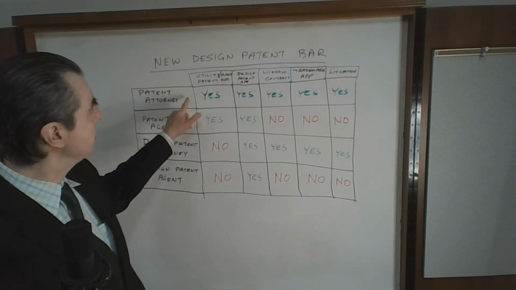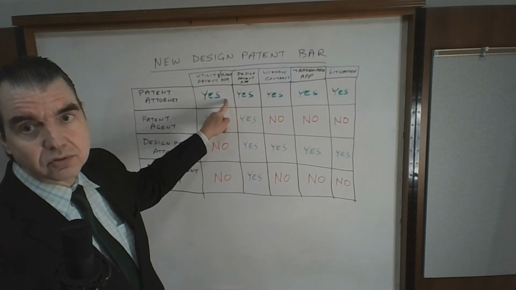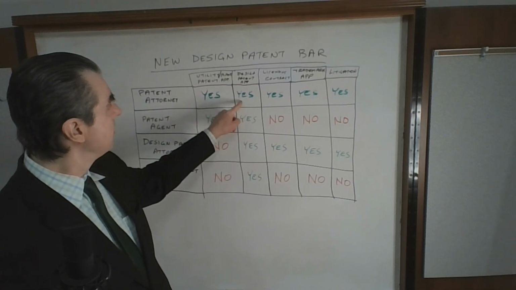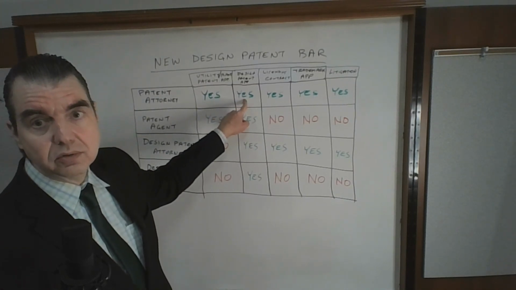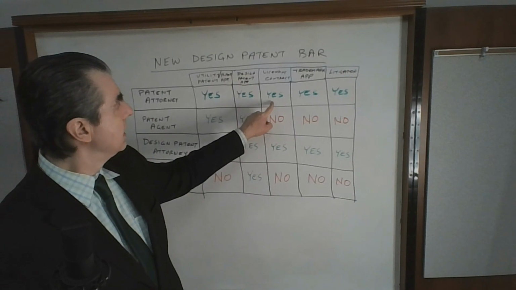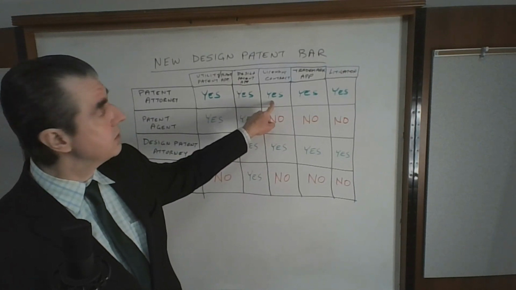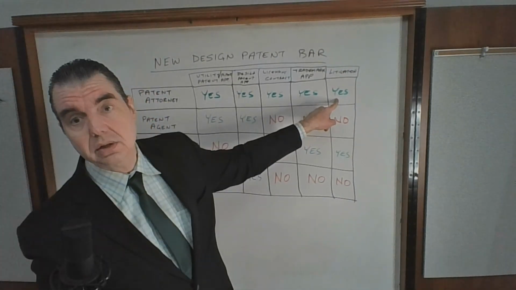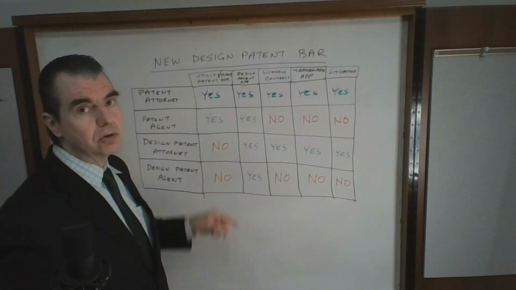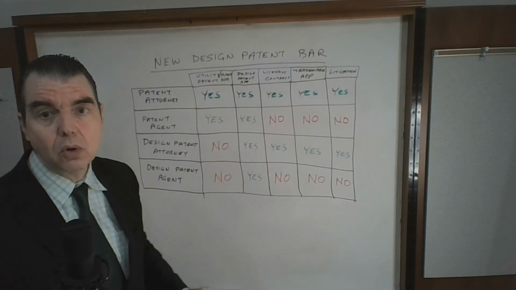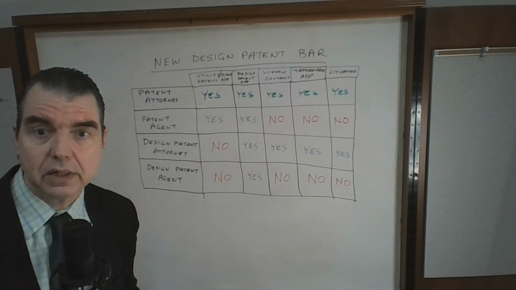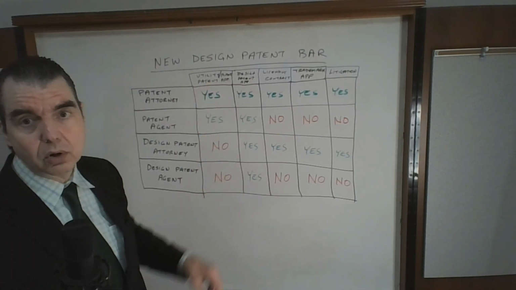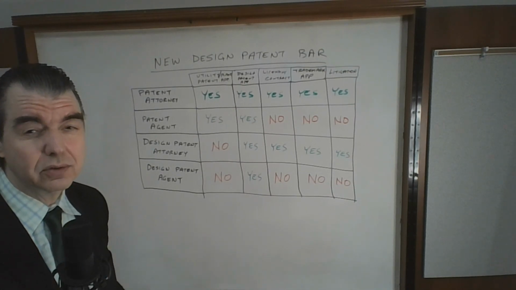So the patent attorney, can the patent attorney prepare and prosecute utility plant patent applications? Yes. Can the regular patent attorney prepare and prosecute design patent applications? Yes. Can the patent attorney do licensing contracts? Yes. Trademark applications? Yes. Litigation? Yes. So the patent attorney can basically do all the functions that a licensed attorney can do, and from the standpoint of patents, can do work on utility or design patent applications.